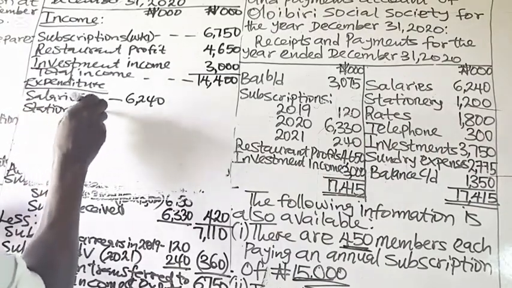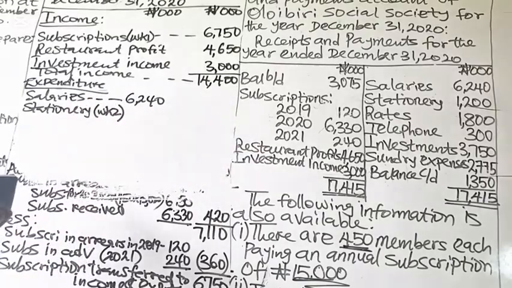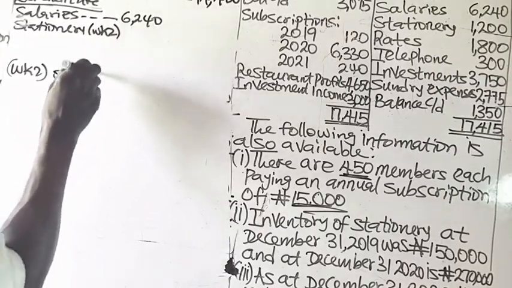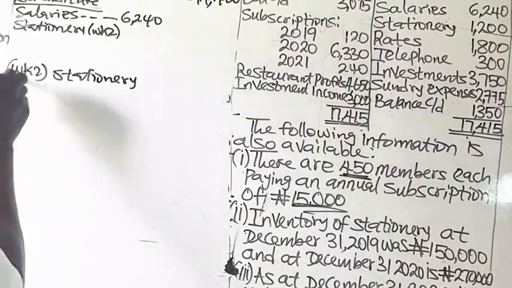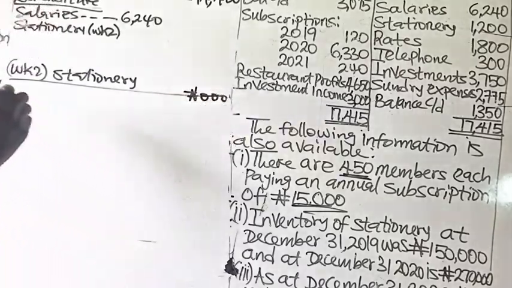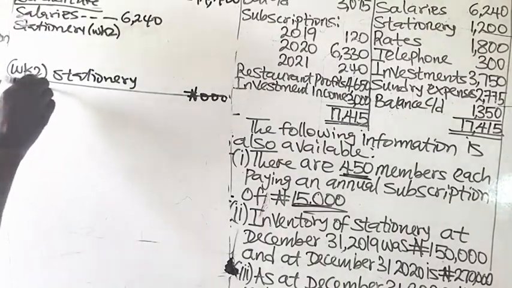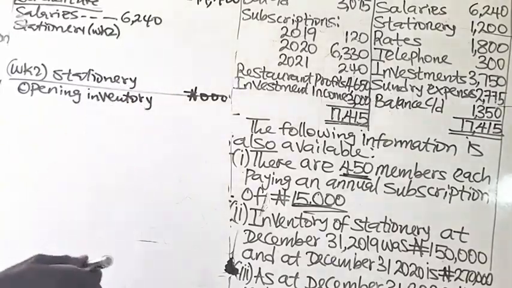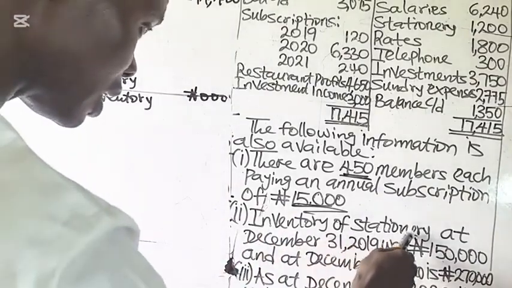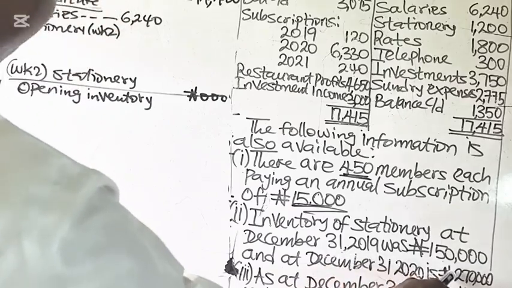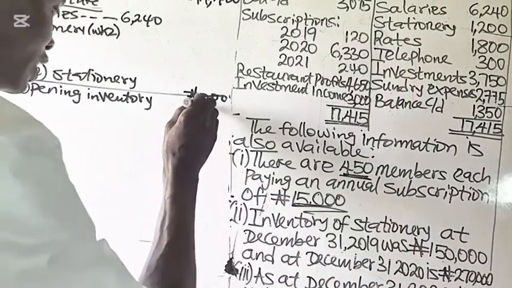After salaries, you have stationery. Let me have that as working number 2, since there are adjustments that need to be made on that. Working 2, which is stationery. Just as when you are preparing a trading account, the first item we normally have is opening inventory. Inventory of stationery at December 2019, which relates to the opening entry, was 150,000. So the opening inventory is 150,000.